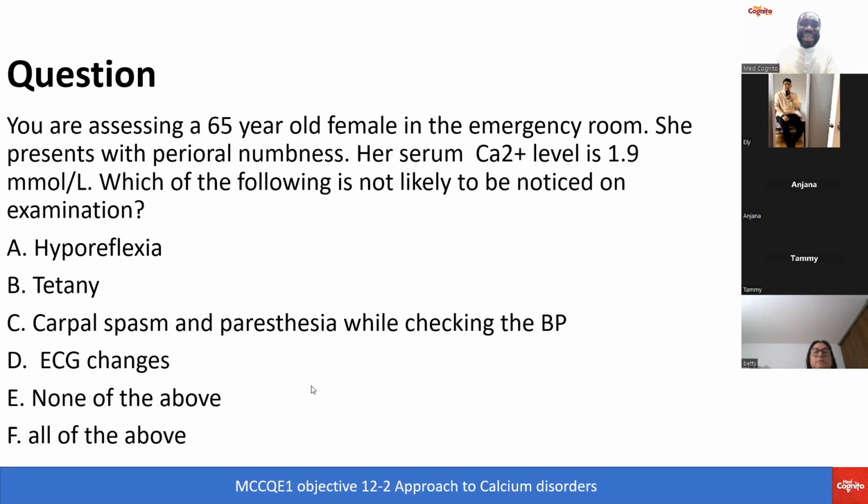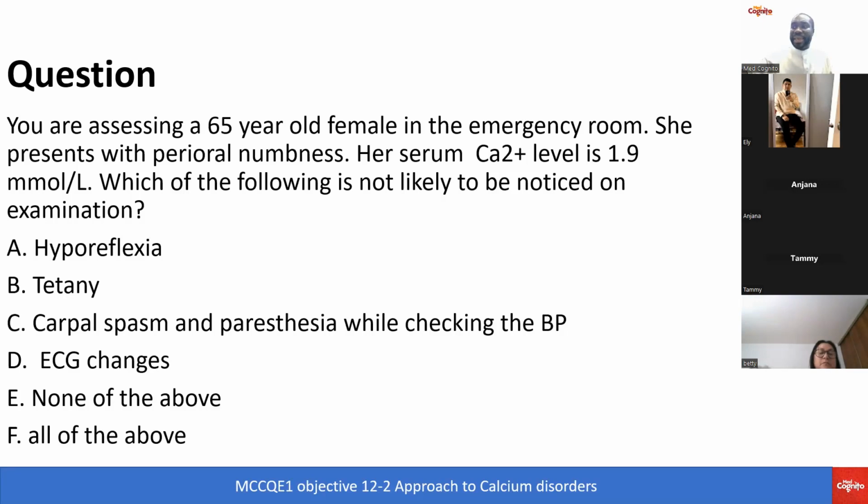So you are assessing a 65-year-old female in the emergency room. She presents with perioral numbness. Her calcium level is 1.9 millimole per liter. Which of the following is not likely to be noticed on examination? Hypocalcemia. Which of the following is not likely to be seen on examination? Please put in your answer. Is it A? Is it B? Is it C? Is it D? Is it E?